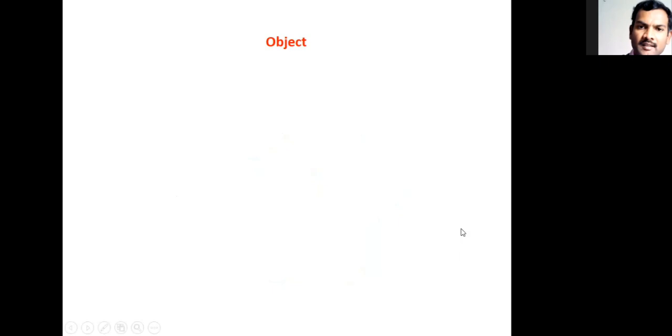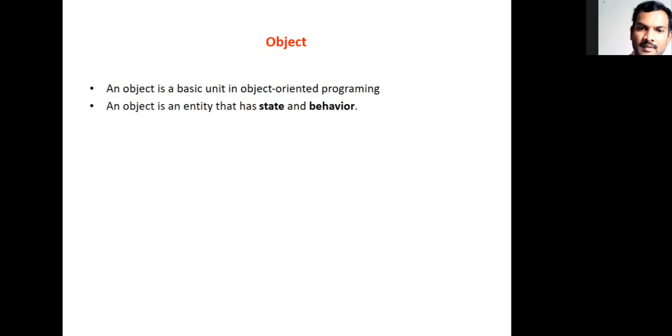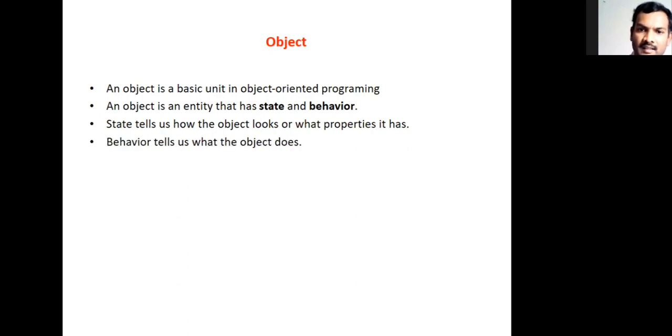Object. Object is the basic element in any of the object-oriented programming languages. All the object-oriented programming languages are completely based upon the object itself. And an object is represented with two things. One is state, another one is the behavior. Generally, a state represents the properties or how the object looks like, whereas the behavior represents what the object is doing. Anything that is existing in the real world can be represented by using an object.